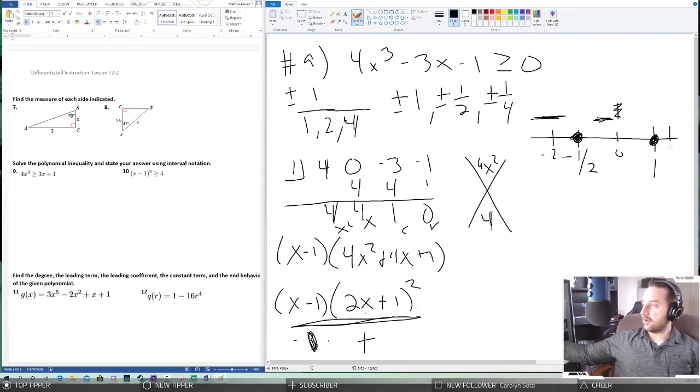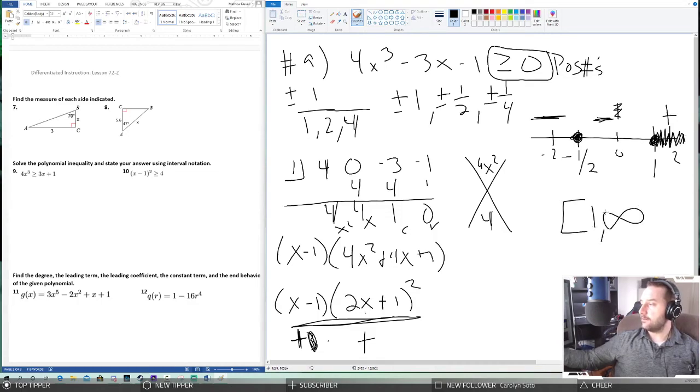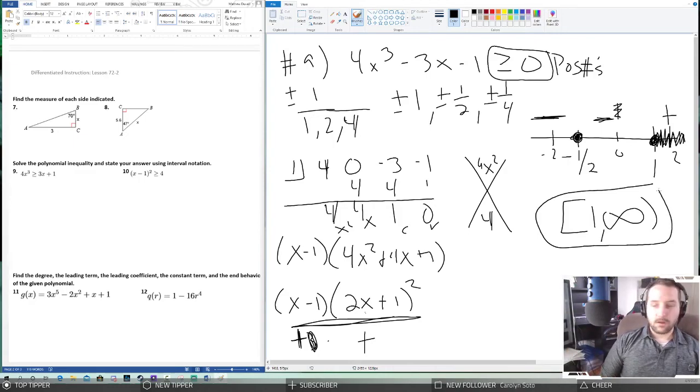And then plugging in a value like 2, 2 minus 1 is a positive. It doesn't matter if I plug it in, it's going to be positive. So positive times a positive is a positive. And so my polynomial is looking for positive numbers. So therefore, that's what's shaded. So my answer is going to be from 1 to infinity. Comments or questions on that?